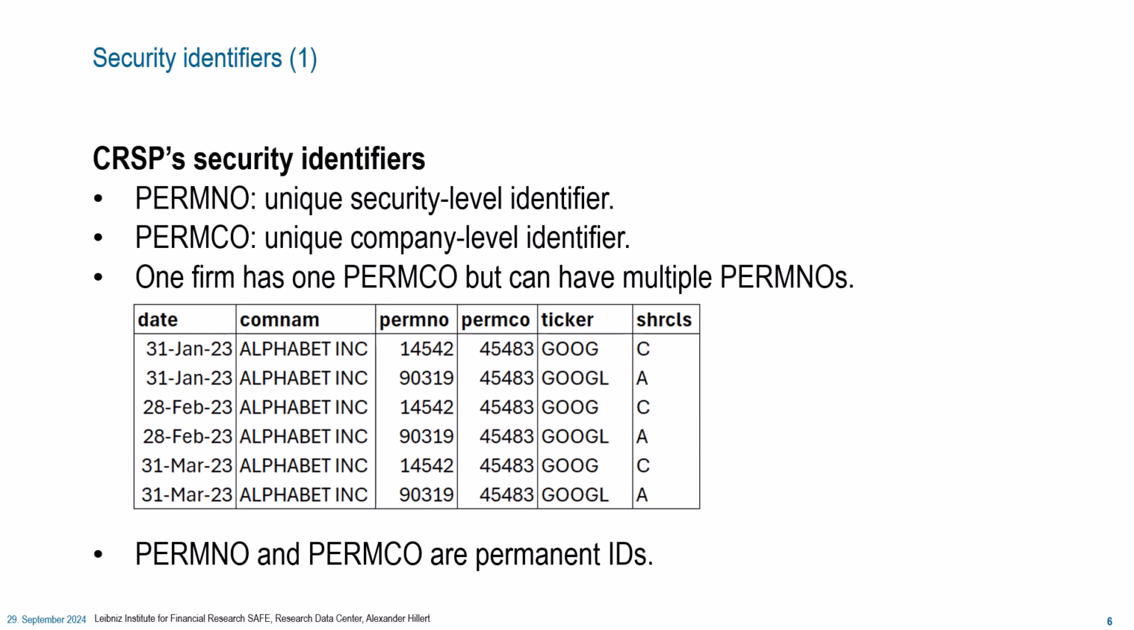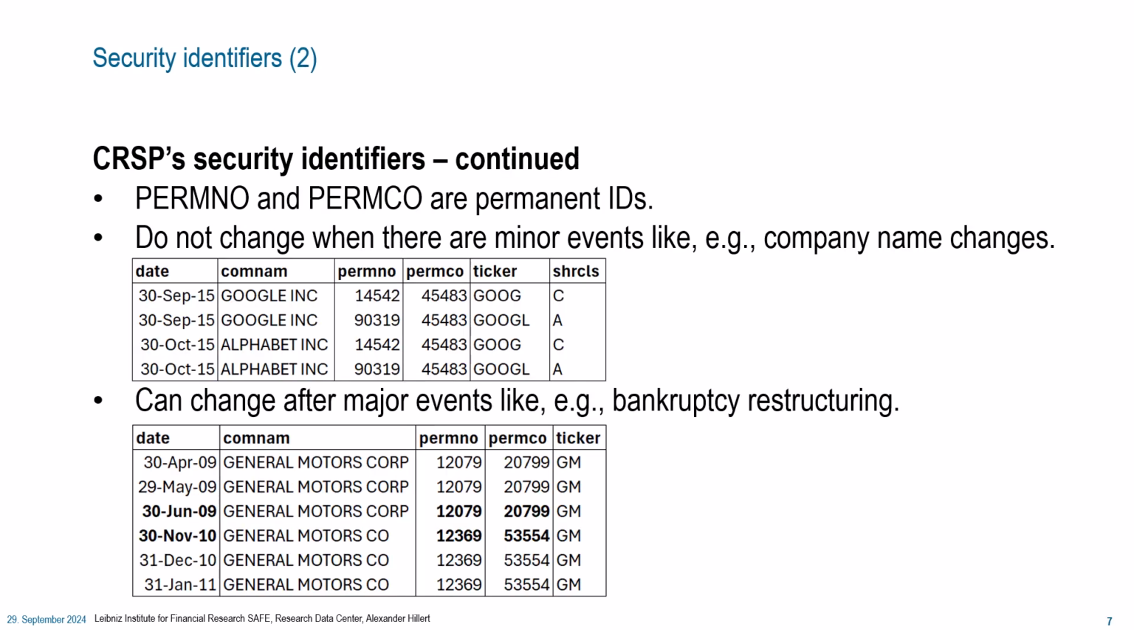No matter which of the two identifiers you are using, be it the PERMNO or PERMCO, both are permanent identifiers. That is, they almost never change, only except if you have really major corporate events. And this is what I'm going to talk about here. So if you have a minor event, like in September, October 2015, when Google renamed from Google Inc. to Alphabet Inc., you see that both the PERMNO and the PERMCO do not change.